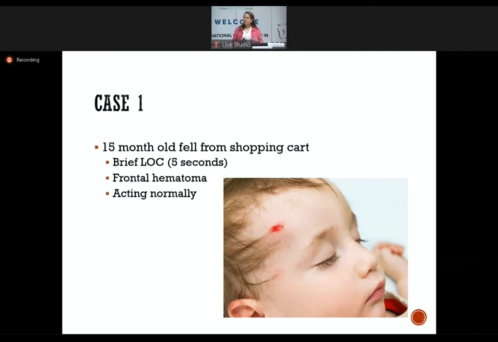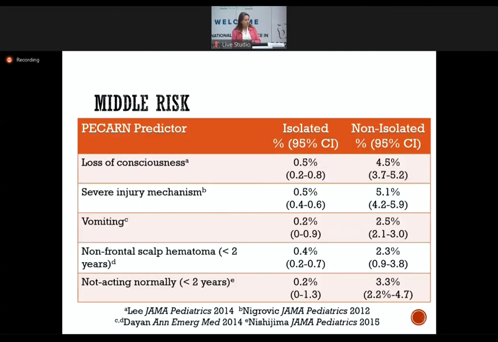So they have 2 of the middle risk factors for a traumatic brain injury based on the PECARN rules, but they look really good in front of you. So what should you do for this particular child? So the clinical decision rule is low risk versus not low risk, but there's really a lot more evidence that we have in terms of the actual risk in the individual patient.